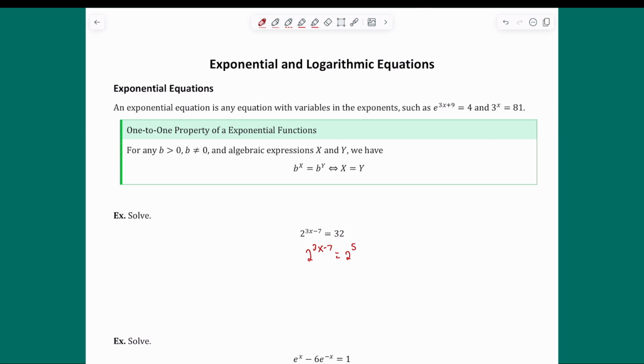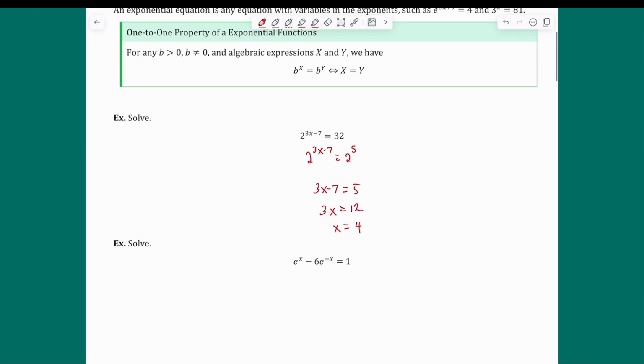Using the property, we can see we have an exponent of 3x minus 7 and an exponent of 5. Since these two expressions are equal, the one-to-one property tells us that 3x minus 7 equals 5, which tells us 3x equals 12 or x equals 4. And you can plug that into the equation and see that you get a true statement. All right, moving on to the next equation.